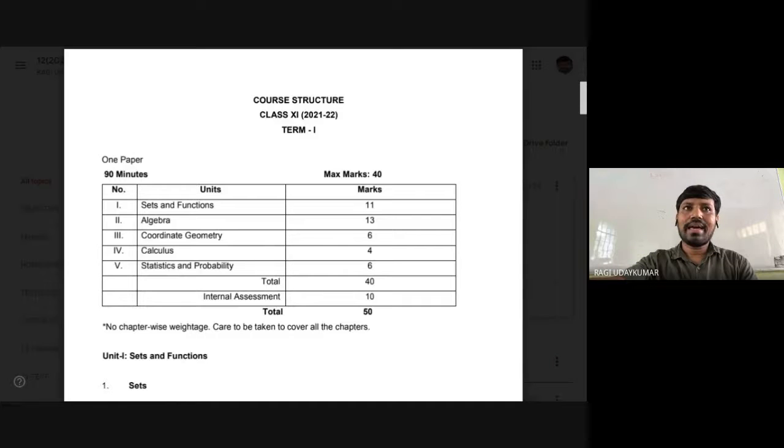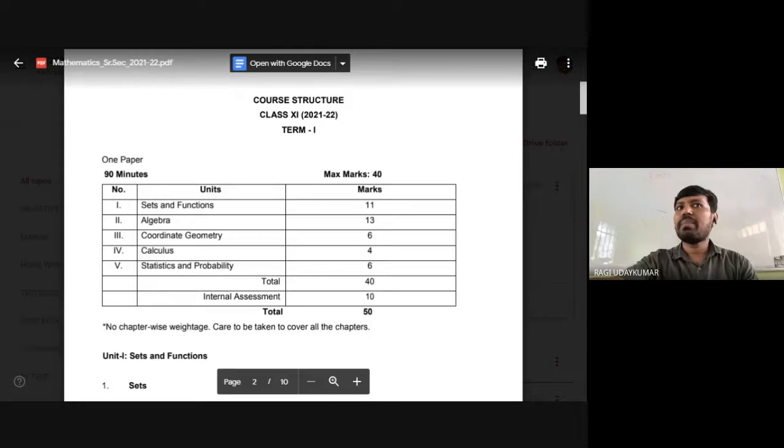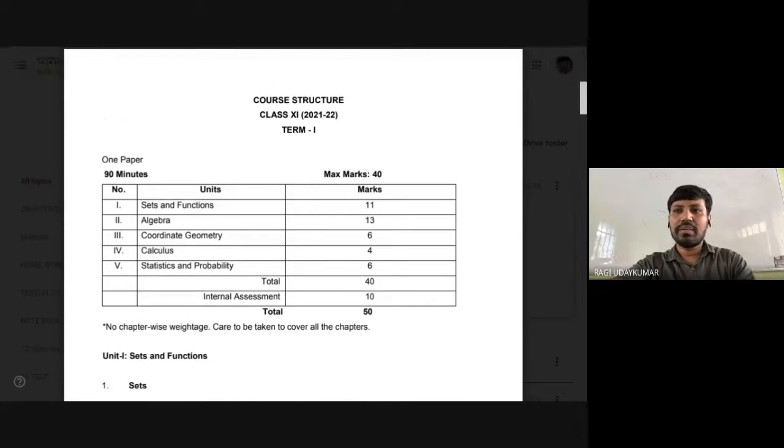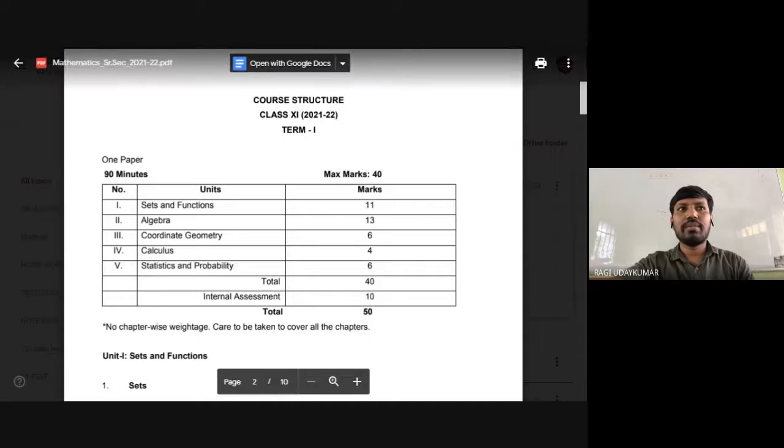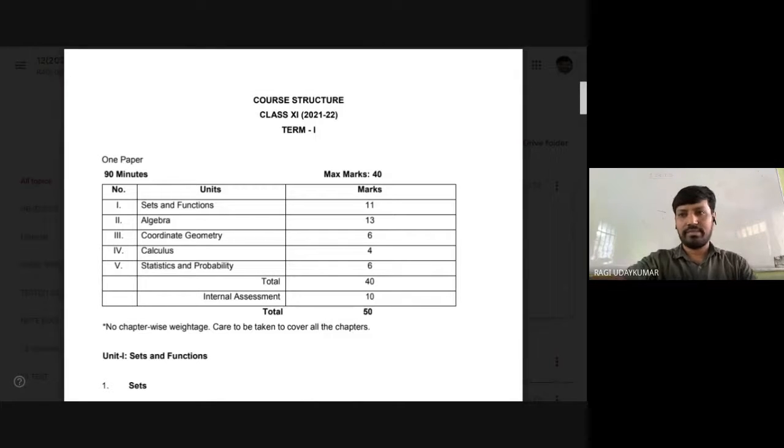In the course structure, class 11th, you are going to have term 1. In term 1, one paper will be conducted in the month of November, December only. So be careful that we need to complete term 1 before November. That means we have only September, October, and November, about 2.5 months.